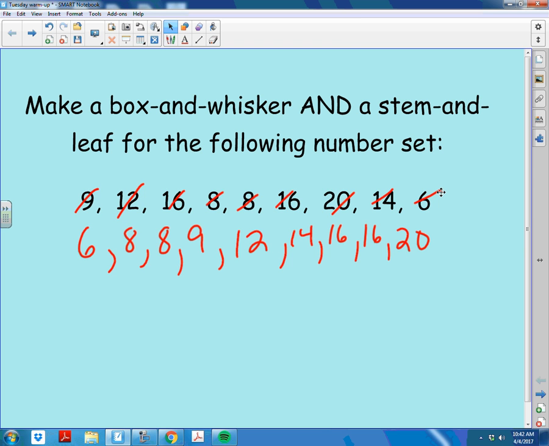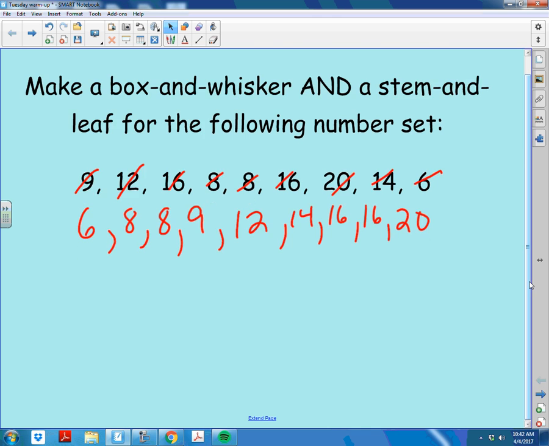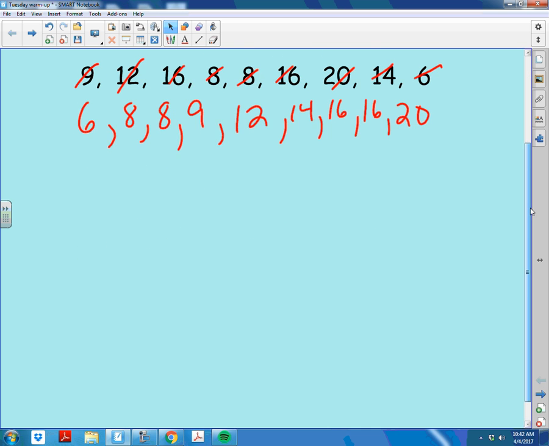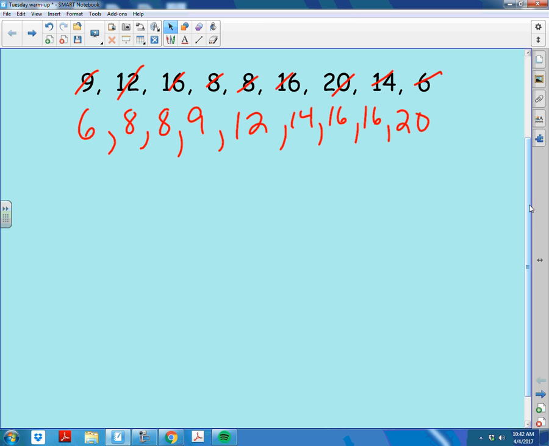Okay, so let's do stem and leaf first, just because I find it to be the easiest. Now remember, the way that it works, leaves, mathematically, can only ever be 1 digit long. That's what the instructions said.